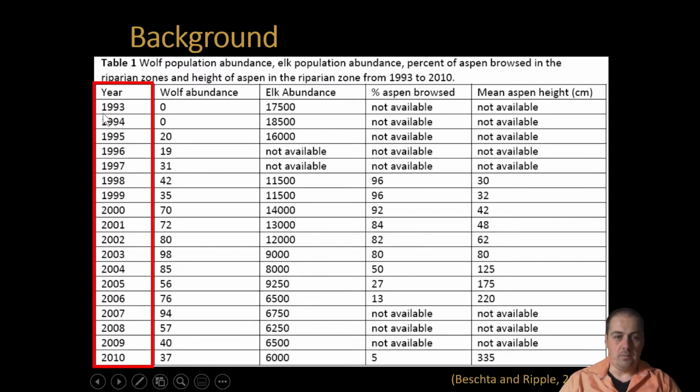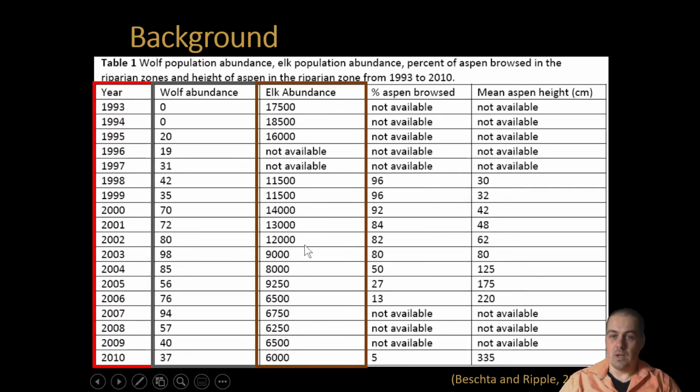So we have the years in the first column. So we're looking specifically after or around the time of 1995, which is when wolves were reintroduced. So you can see the wolf numbers in the second column. We started with 20, and you can see it generally increasing throughout. You can also see the effect that would have had on the numbers of elk.